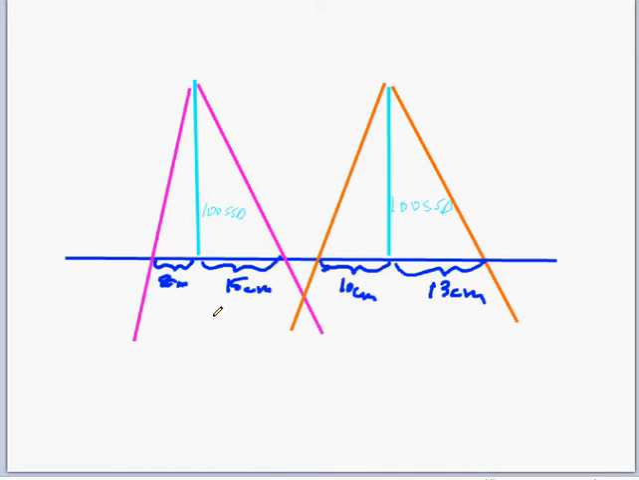So they tell you, well, this first beam in here, it's asymmetric. This upper jaw is at 8 centimeters. This lower jaw is at 15 centimeters. And this beam, the upper jaw is at 10 centimeters. The lower jaw is at 13 centimeters.